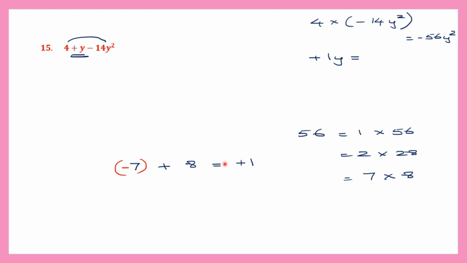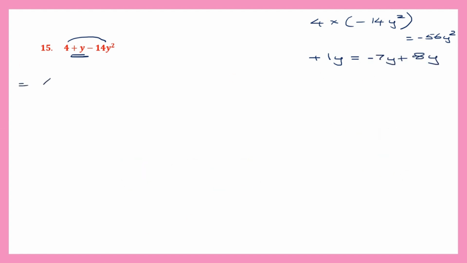Here I can't change the sign of 8. Why can't I change the sign of 8 instead of 7? If I write minus 8, my answer will be minus 1, which will be wrong because here it is plus 1. Now let's multiply these two and see. Minus 7 into 8: the sign is minus, 7 eights are 56. So here we have minus 56, here also we have minus 56. That means I can split up 1y into minus 7 and plus 8. So this will be minus 7y plus 8y. Both will give me plus 1y.